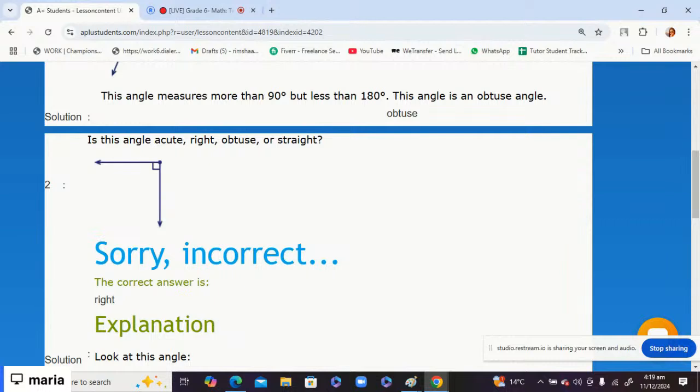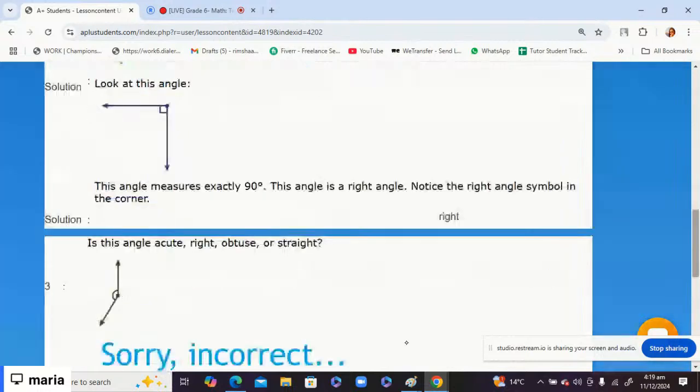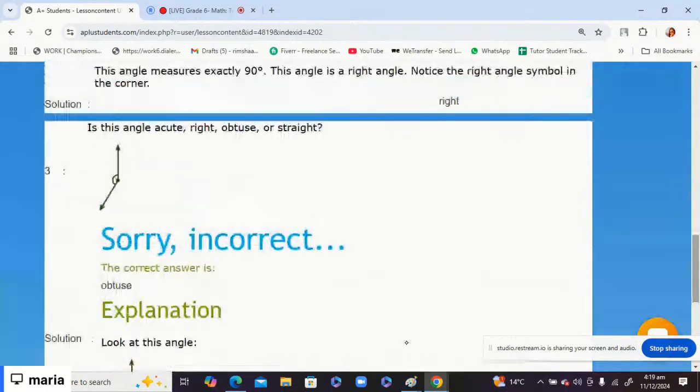Everyone tell me in the chat. Right angle. Someone says it's right angle. 90 degree angle. Very good. It's right or 90 degree angle. Very well done.